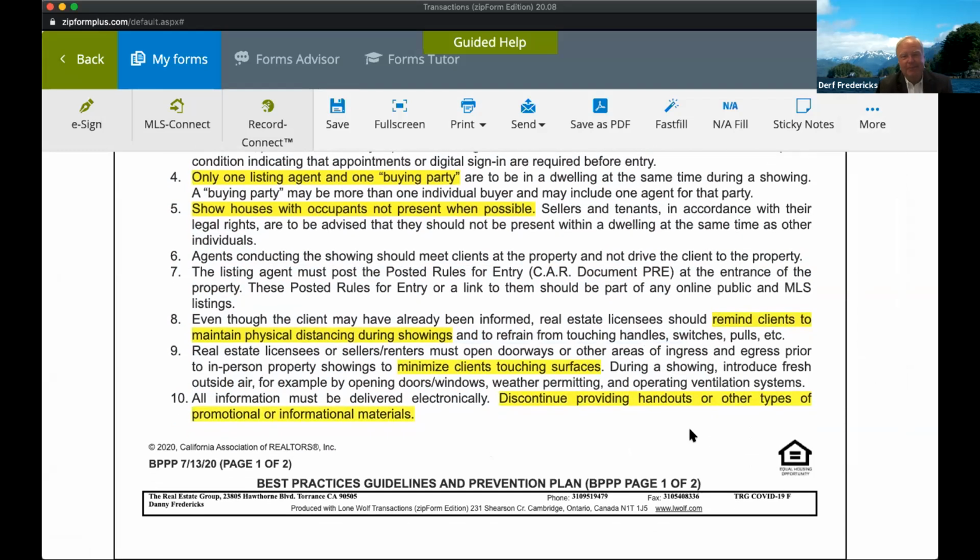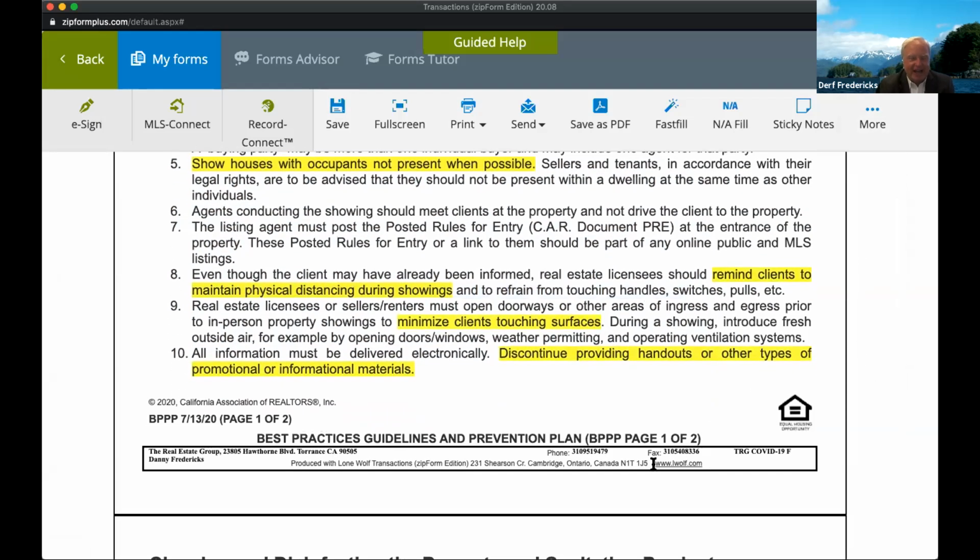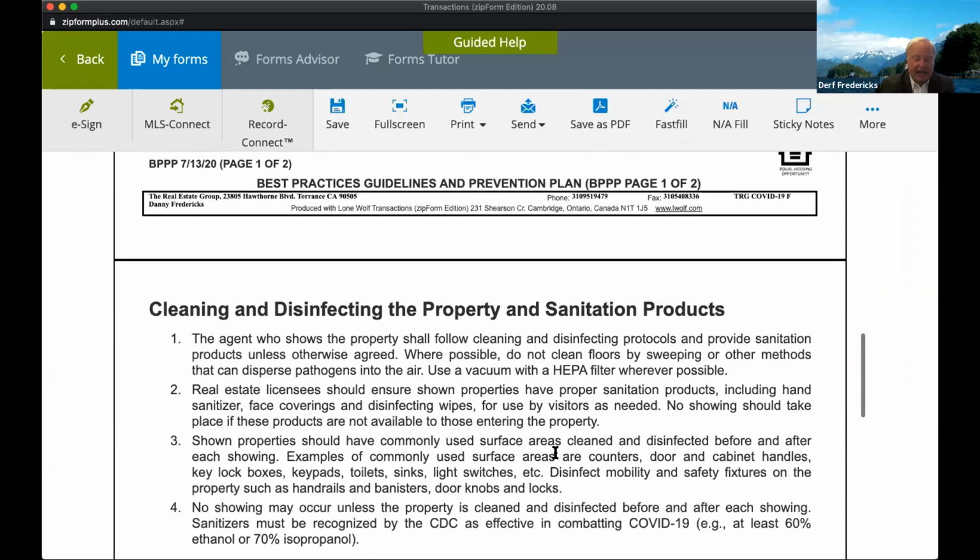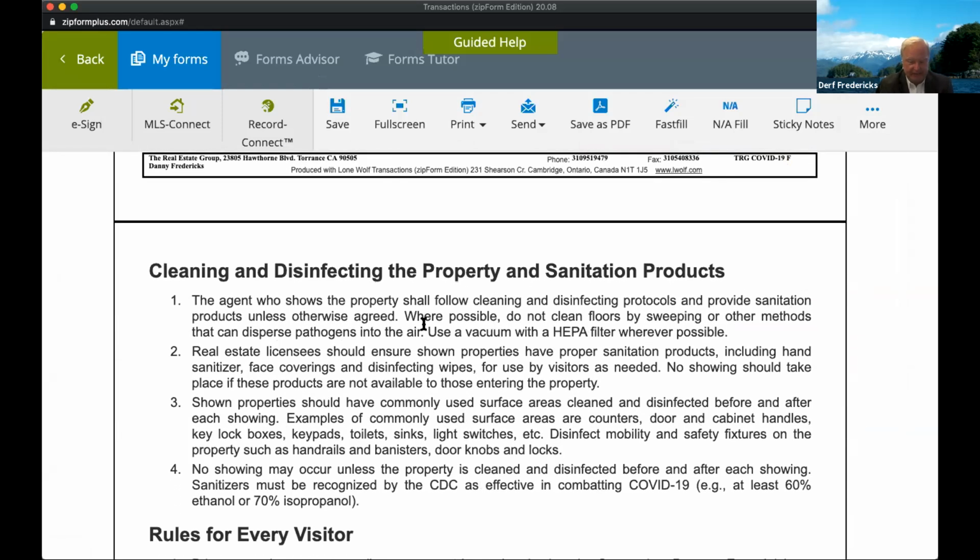Also in this BPPP, this best practices guidelines, it states under cleaning that the showing agent shall clean, disinfect, and provide cleaning supplies unless otherwise agreed. That "unless otherwise agreed" is in there because in the actual listing forms now, there's places where the seller can take responsibility for providing that, the listing agent can take responsibility, or other parties. You can hire a third party to provide those services.